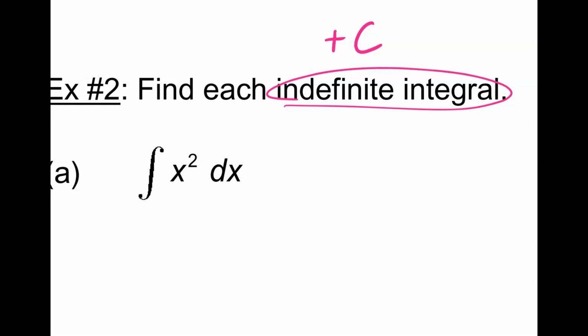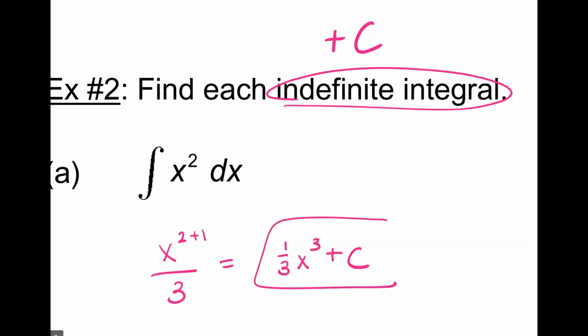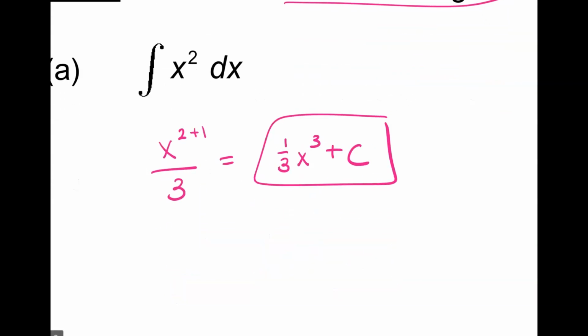Okay, so we're using the power rule. So I have x squared. You add 1, and that's 3, and so I'm going to divide the whole thing by 3. So this is just going to be 1/3 x cubed plus c. Wait a minute, where'd you get the 3 from? Because you add 1 to your exponent, 2 plus 1 is 3, then you got to divide by the number that's your new exponent. Yes.